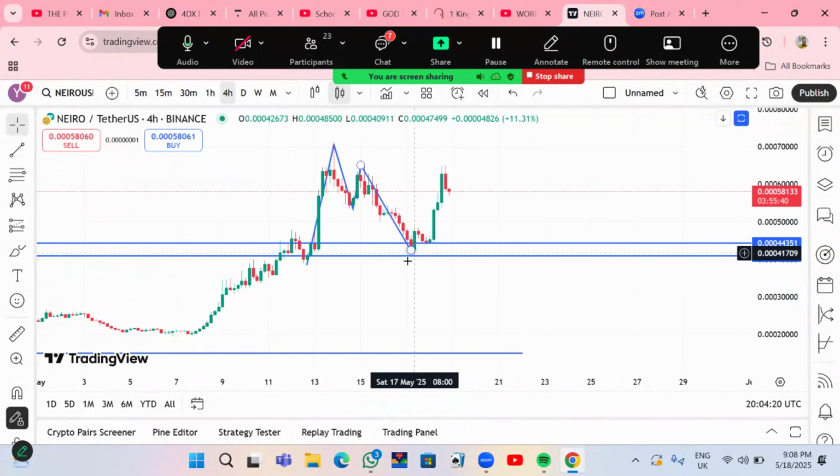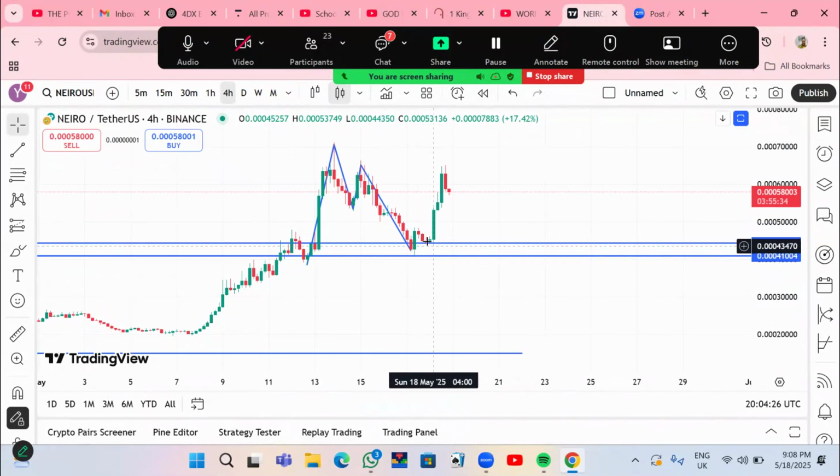Now, the third confirmation is another reversal pattern that I usually call the 1, 2, 3. You should go and write that down as well. 1, 2, 3 pattern. Go and learn it.